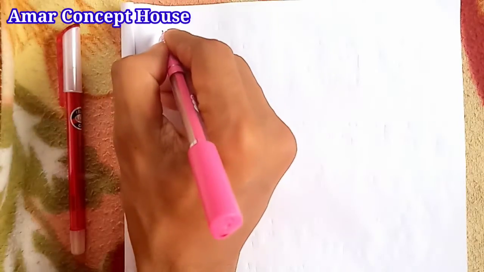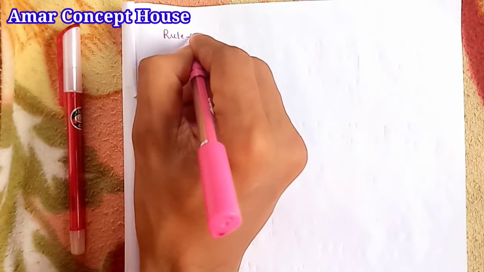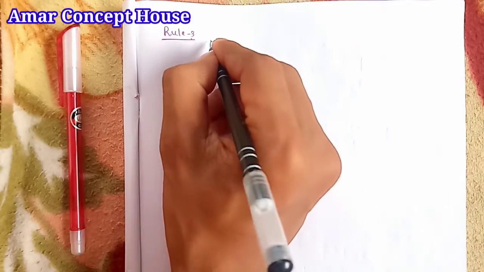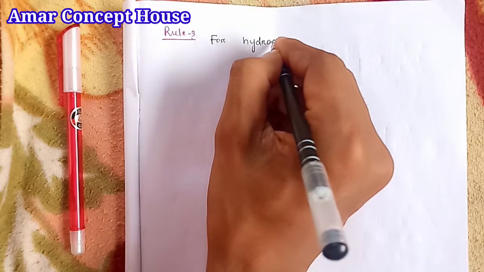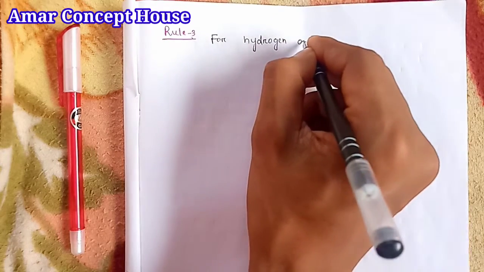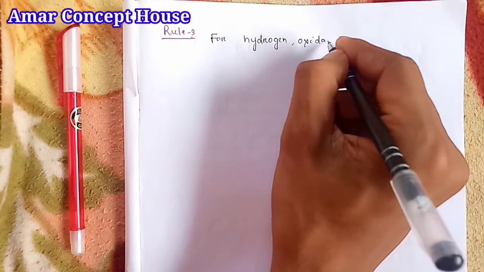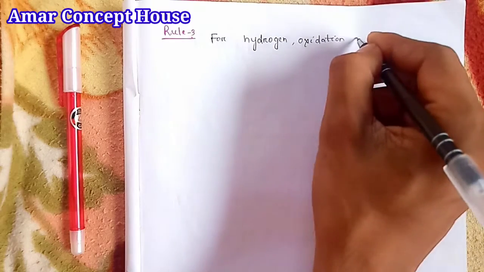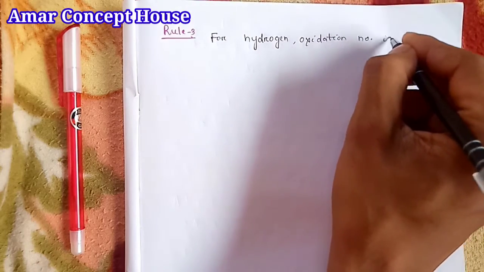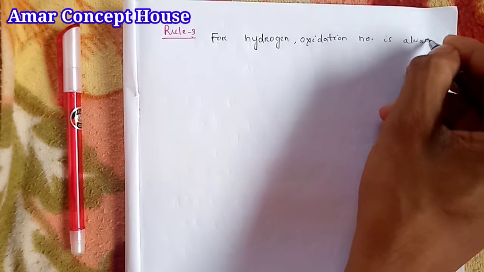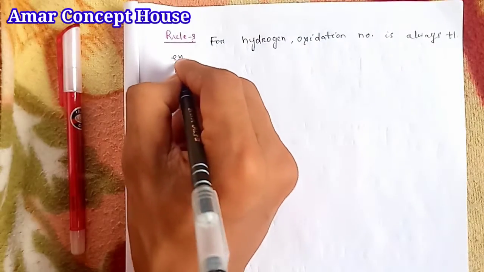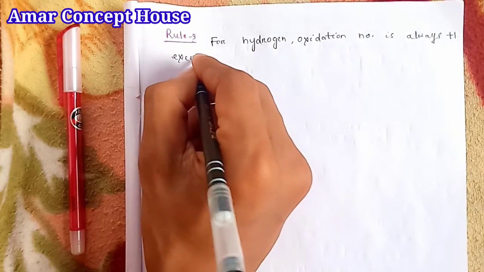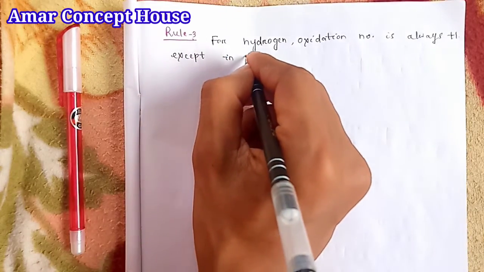Now come to rule 3. Rule 3 is for hydrogen: the oxidation number is always +1, except in metal hydrides, where it is -1. Okay?